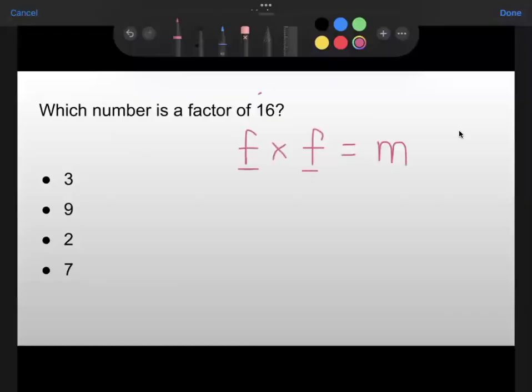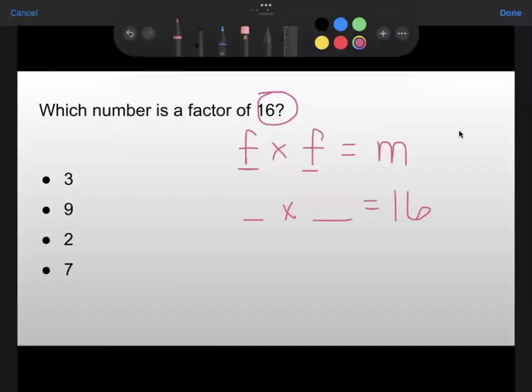So if I need to find the factors of 16, that means I need to find two numbers, or a factor pair, that multiplies to give me 16. Now, I do have several options, and all those options are called factor pairs. Sometimes the easiest way to find a factor of a certain number is to list the factor pairs.